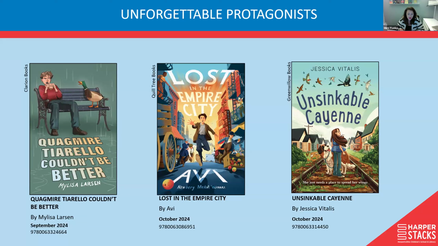And then there in the center, we have this riveting historical middle grade novel from Newbery Medal winning author Avi. And it follows a young immigrant from Italy who is desperate to reunite with his family after getting separated at Ellis Island. And then there on the left, we have Unsinkable Cayenne. When her unconventional parents finally agree to settle down in one place, 12-year-old Cayenne's dreams come true. The reality of fitting in is much harder than she imagined. Acclaimed author Jessica Vitalis crafts an unforgettable historical novel in verse about belonging, family, and social class. This is set in the mid 80s around the discovery of the Titanic wreckage, hence the title.